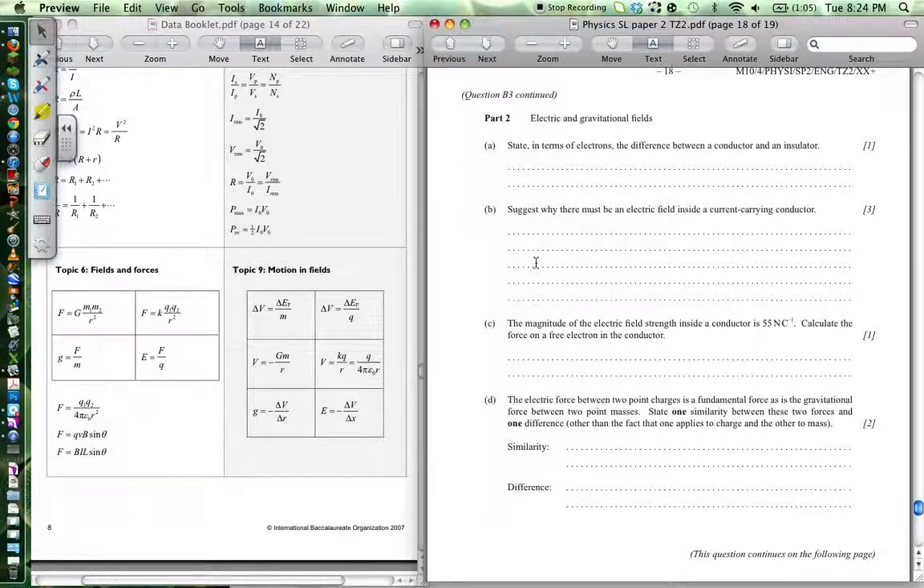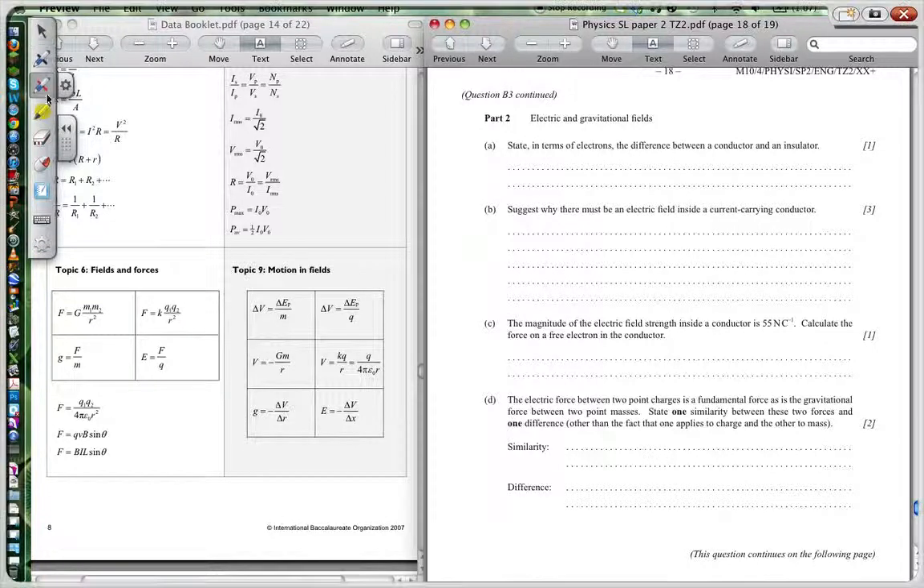So here we have part 2 of B3, and it's dealing with electric and gravitational fields. It's actually from topic 6, fields and forces, and we're going to have two different types of fields we can look at. We've got our gravitational fields and we've got our electric fields, and as you can see the formulas that relate them are pretty similar, and we're going to use them.